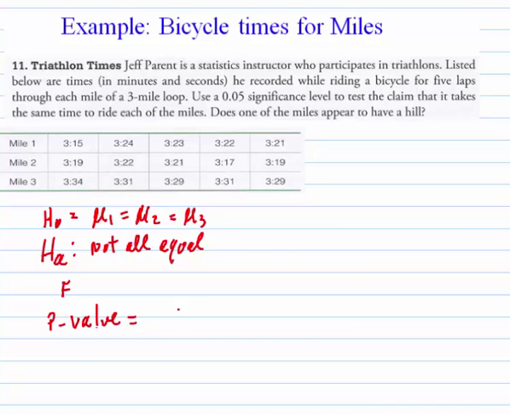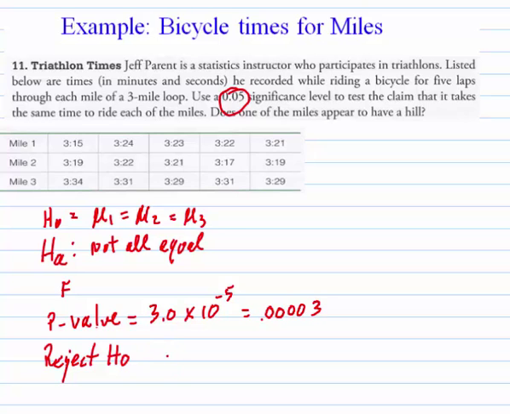So we'll go 3.0 times 10 to the minus 5. Of course, that's less than alpha, which is 0.05. So that's equal to point, we move that over, 0.000003. Certainly less than alpha, so we reject H0.